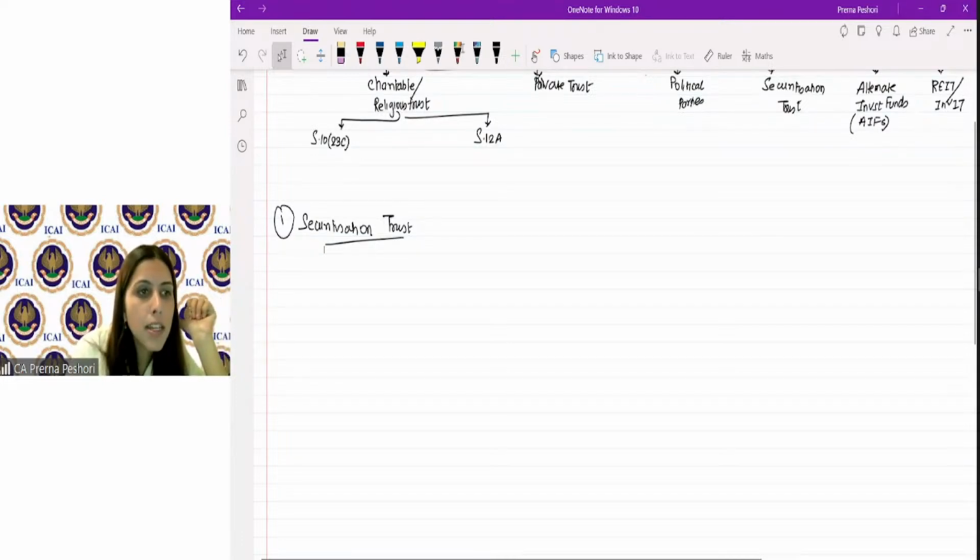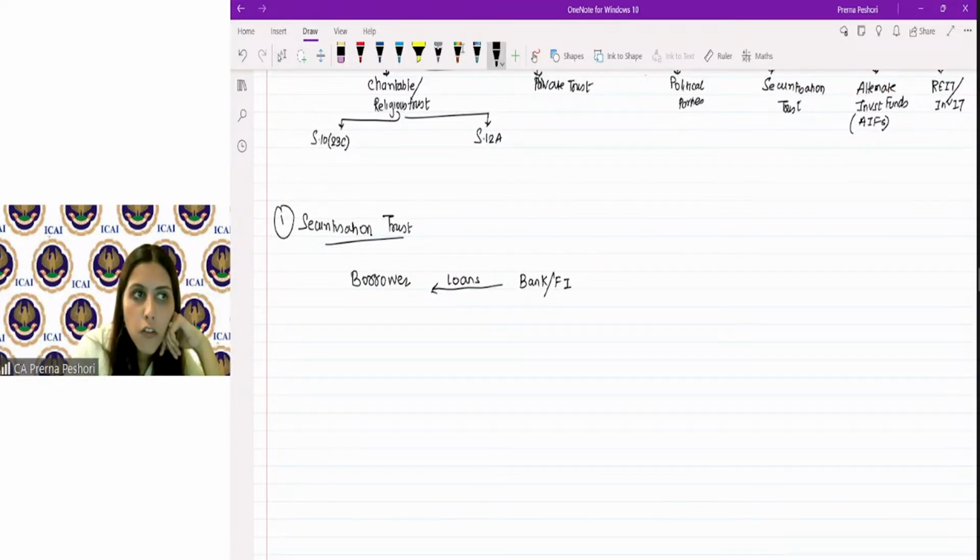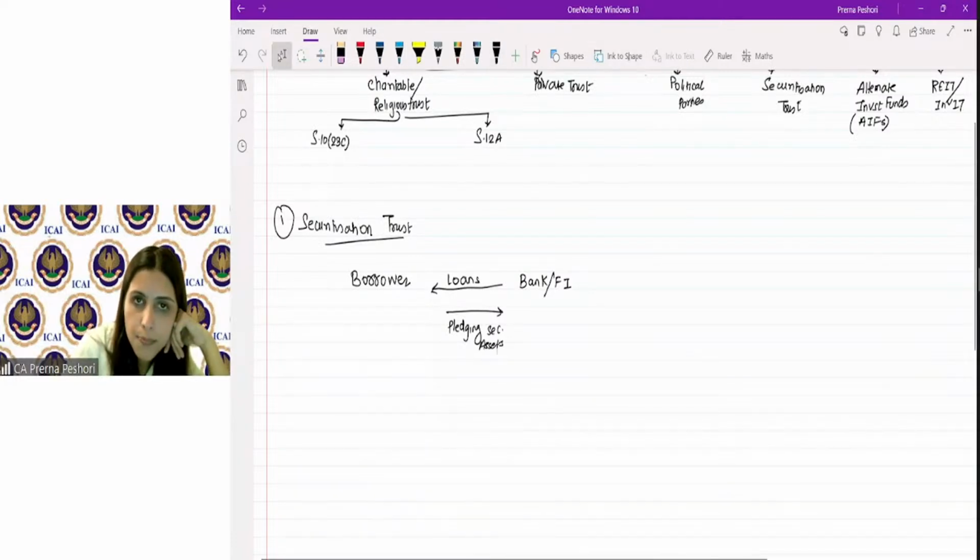So let's say, for example, there is a borrower who is borrowing loans from the bank or the financial institution. Now, this loan will be given only against some charge on the assets. So he's pledging the secured assets to the bank against which he's getting the loan.